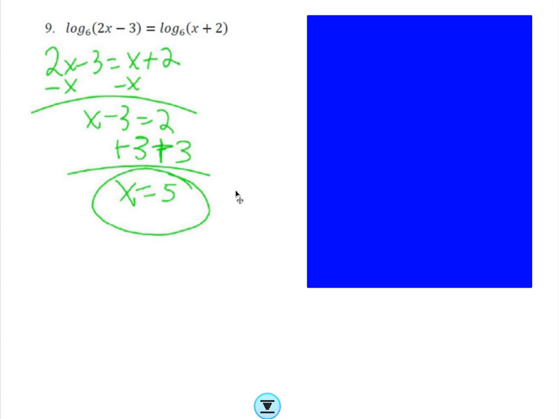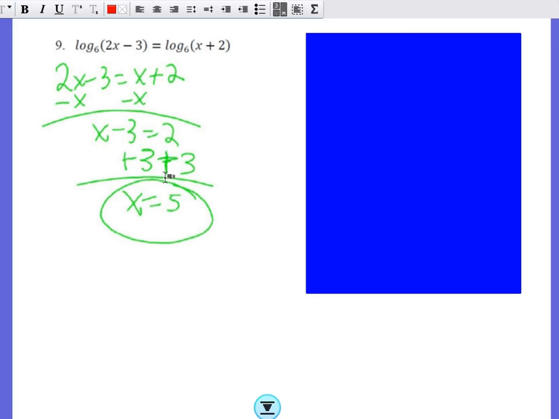Alright, number 9. This one is another logarithmic equation. It is log equals log. Right away, I've already got it set up in that way, that it is set up as log equals log. So we're just going to set those equal to each other. This is not quadratic, so we're going to get all the x's on one side, numbers on the other. So I subtract x from each side first. So I get x minus 3 is 2, then add 3 to each side, and x is 5.